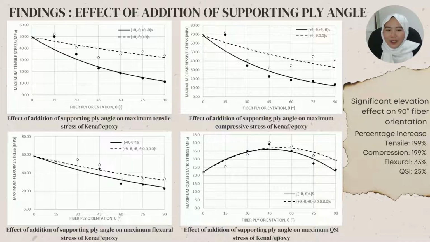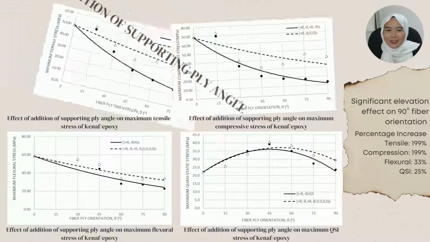with a percentage increase of 199% for both maximum tensile stress and maximum compressive stress, 33% for maximum flexural stress, and 25% for maximum QSI stress. The results indicate that the addition of supporting ply angle into the layup sequence gives great influence on Kenaf epoxy, especially in terms of its maximum tensile stress and maximum compressive stress.